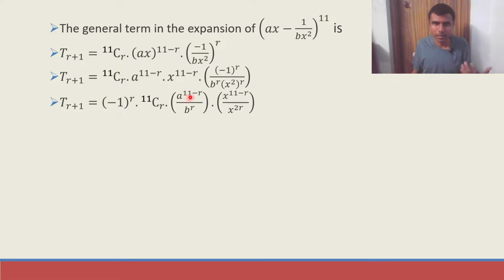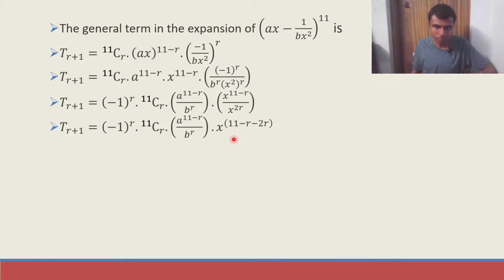Now next, keep this as it is, a^(11-r) by b^r. Now a^m by a^n is nothing but a^(m-n). So x^(11-r) by x^(2r) is x^(11-r-2r). Now -r minus 2r is -3r. So this is what I have, x^(11-3r).